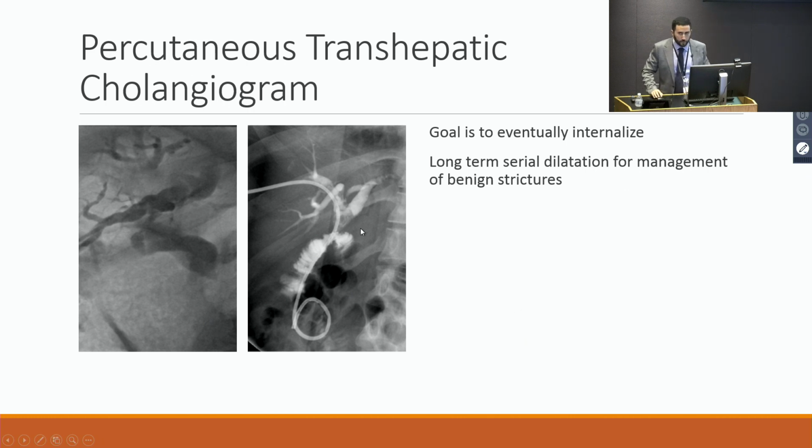One thing I will mention too, so we have pretty good results for managing benign biliary strictures after surgery. I serially upsize these tubes until it dilates the tract over about 6 to 9 months, and they go home eventually without a tube at all.